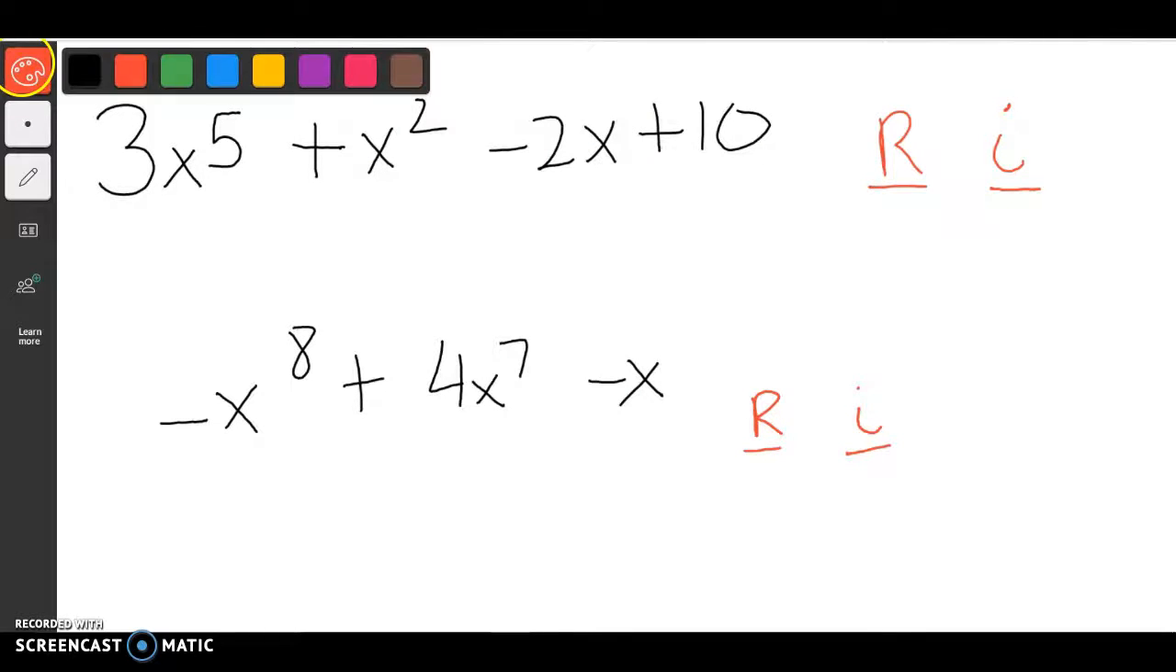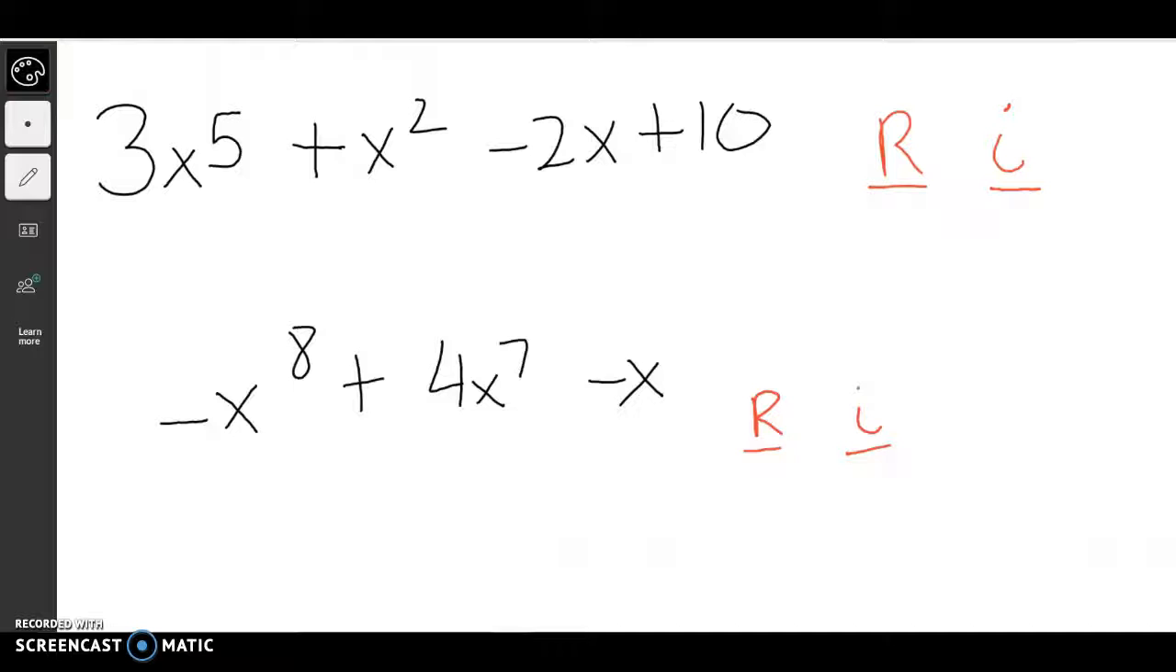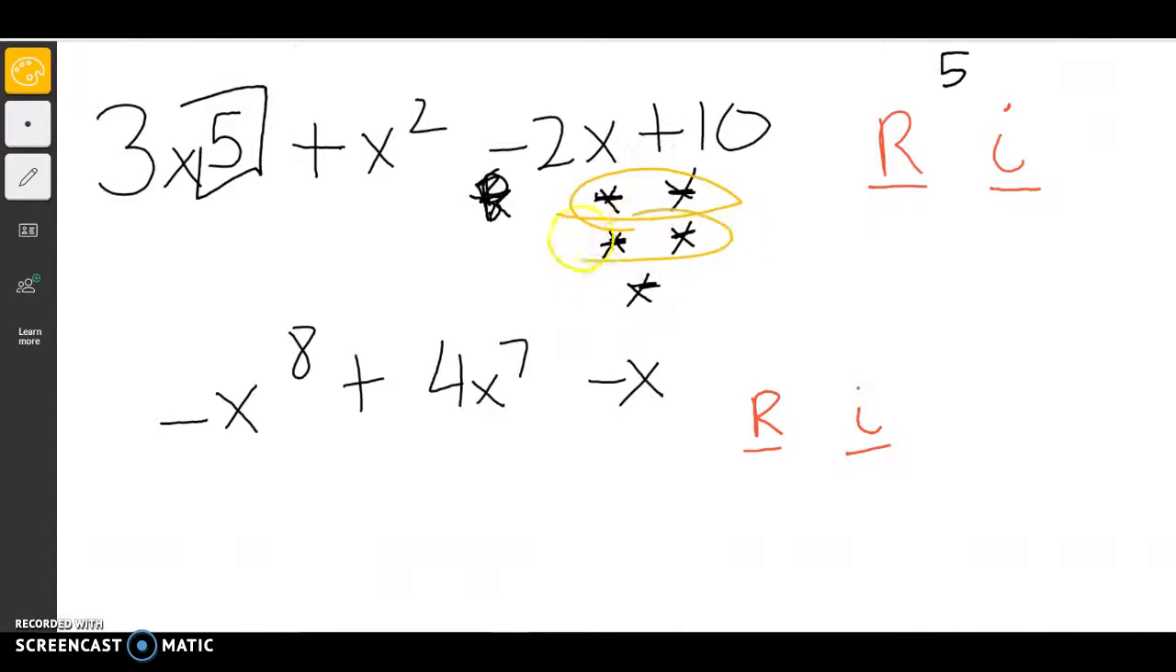Okay, let's talk about real and non-real zeros. This thing over here, it's degree 5. So it has 5 zeros or roots. The imaginary roots are the things we care about. Imaginary roots have to come in pairs. So let's take 5 things here. Let's see the most number of pairs we could make. The most number of pairs we could make is 2. So we could have 4 imaginary numbers.